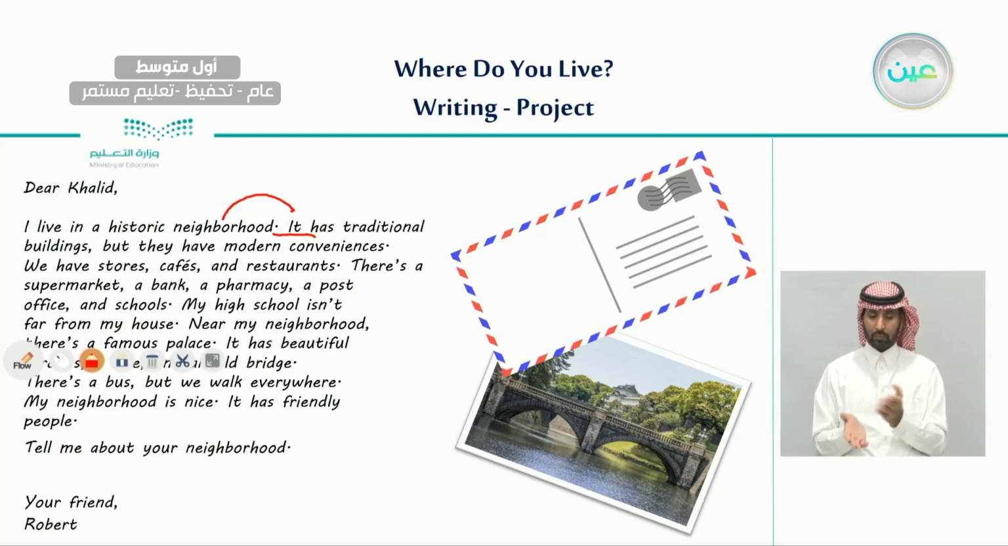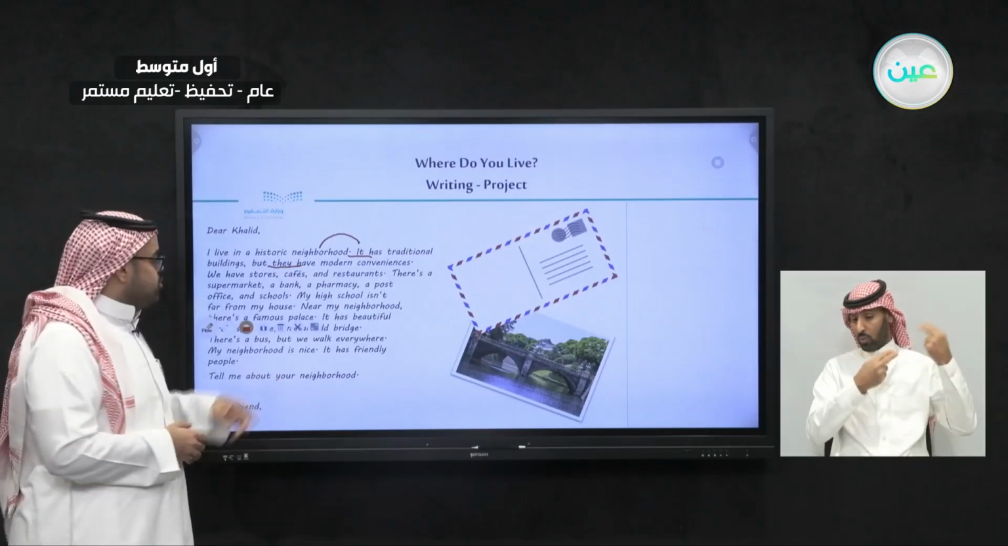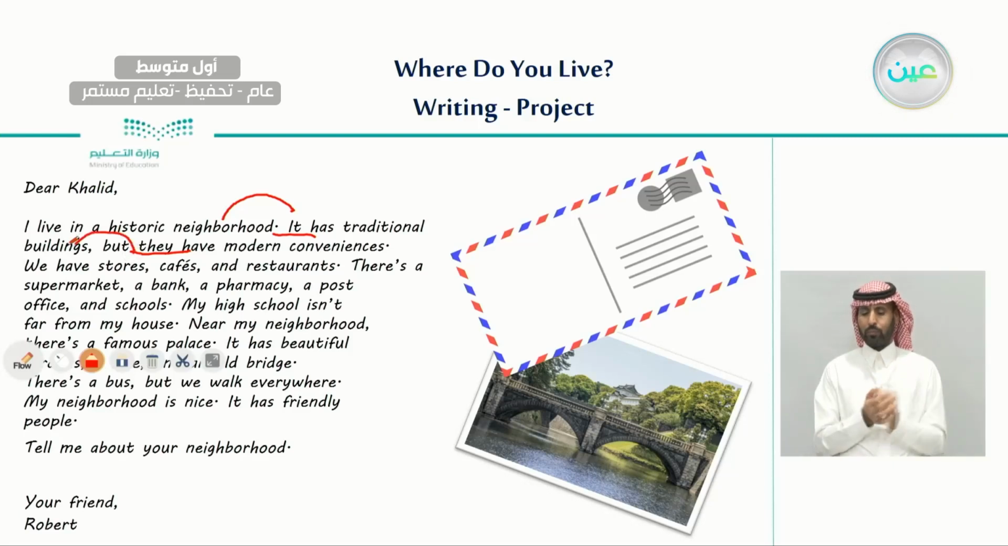Let's continue. "But they have modern conveniences." They refers to what? Very good. They here refers to buildings. So here we're talking about buildings that have modern conveniences. Let's continue. "We have stores, cafes, and restaurants." We refers to what? Very good. We refers to Robert and his neighborhood.